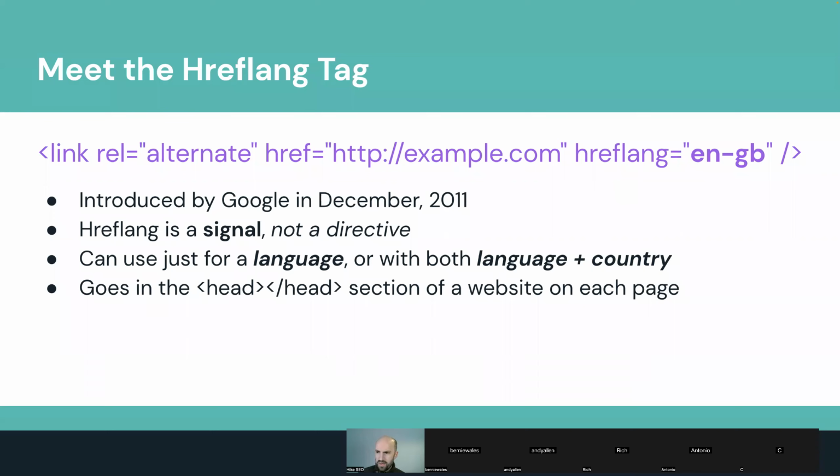So you see that here it says EN for English. So the language goes first, hyphen, and then the country code. So it's an ISO country code. So GB for the United Kingdom.